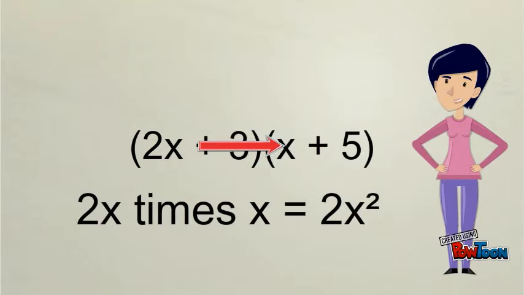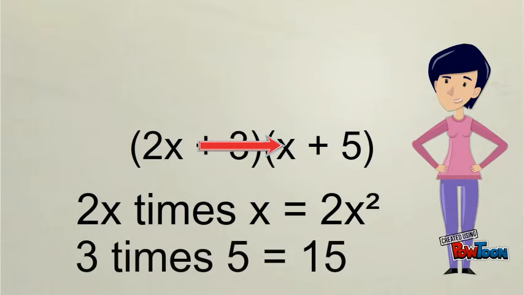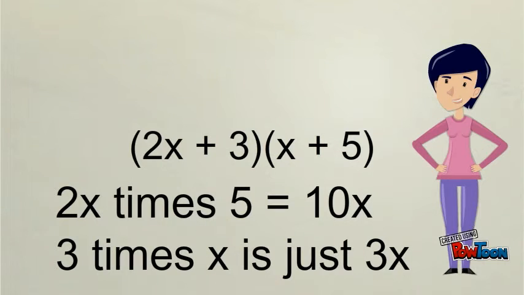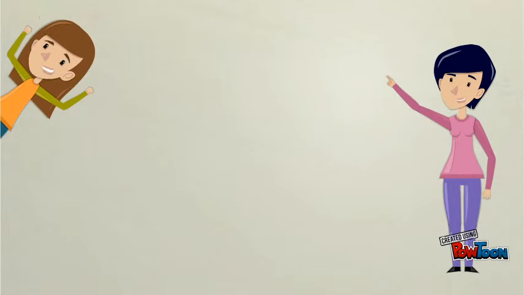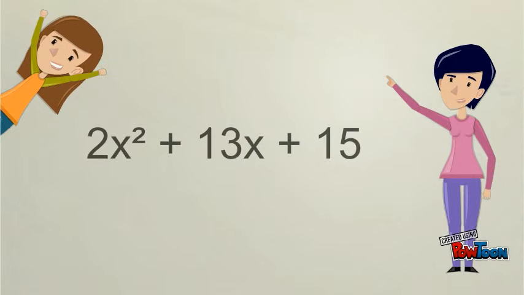2x times x will be 2x squared. That bit's okay. 3 times 5 is 15, so that'll be at the end. Now I just have to figure out the x terms. 2x times 5 will be 10x, and 3 times x is just 3x. 10x and 3x makes 13x. Is that it? It is. What's your answer altogether? I suppose it's 2x squared plus 13x plus 15.